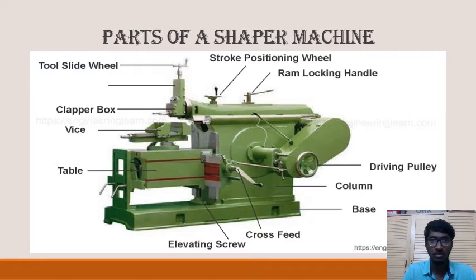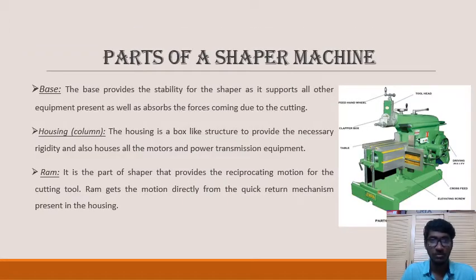Next, this is just to give an overview about parts of shaper machines. So the major parts include the base, column, clapper box, table, and the ram locking handle. So I'll be explaining each of it in detail. Now the first one is the base.